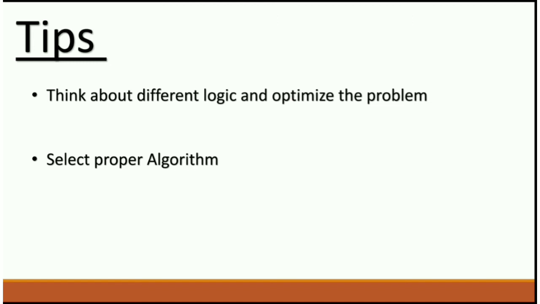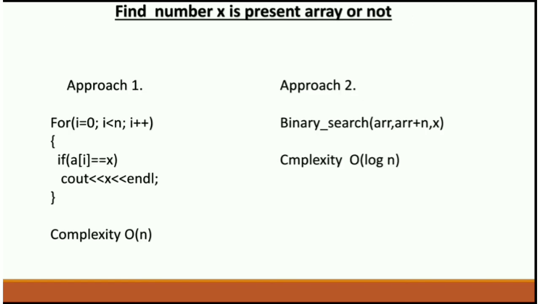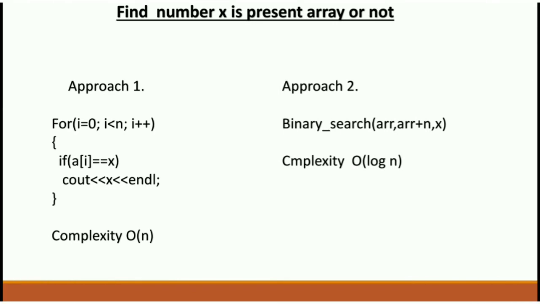So how can you optimize your code? I'll explain with an example in the next slide. Find whether x is present in an array or not. This is a searching problem. Basically there are two approaches: the first is linear search and the second is binary search. If you go with linear search, you have to check every element each time, so it takes O(n) time complexity.